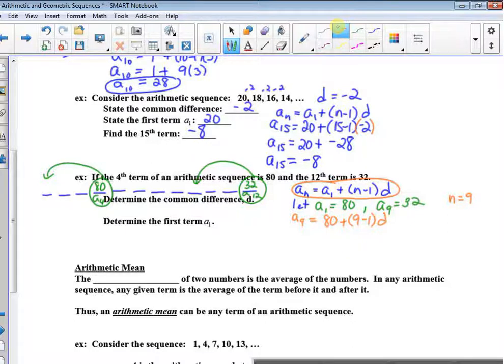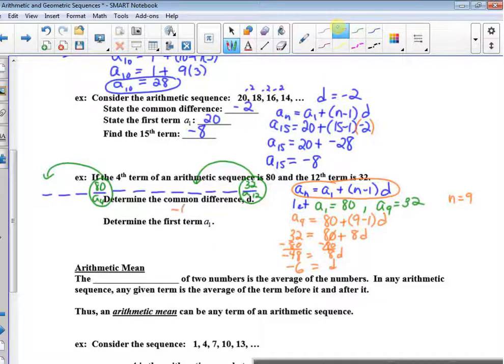And one way to do it is you could use systems of equations, but an easier way is just to shift the list a little bit. So a sub 9 we're going to replace with 32 because we know it's equal to 32. So we basically get 32 equals 80 plus 8d, and then you're just solving for d. So subtract 80, and I believe that you get negative 48. 10 minus 2 is 8, 7 minus 3 is 4, it's negative, and that equals 8d, and then divide by 8, so d is equal to negative 6.